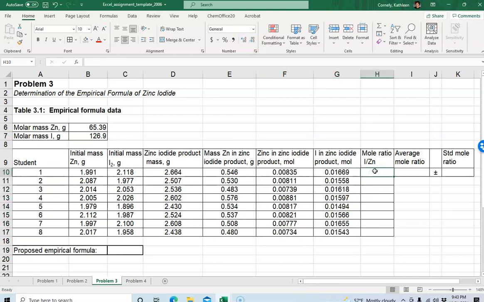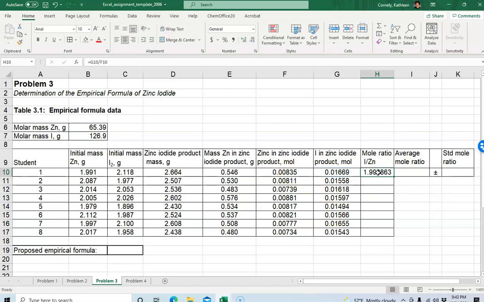All right, now let's calculate our mole ratio. So let's do I to Zn. So there's the moles of I divided by moles of zinc. Oops, sorry about that. Let's try that again. Okay, equals moles of I divided by moles of zinc. Okay, that was much better.